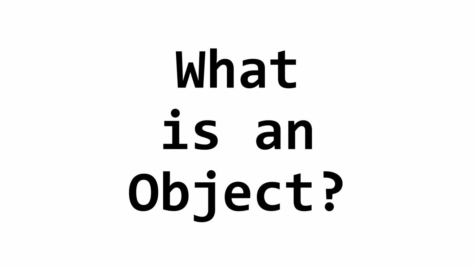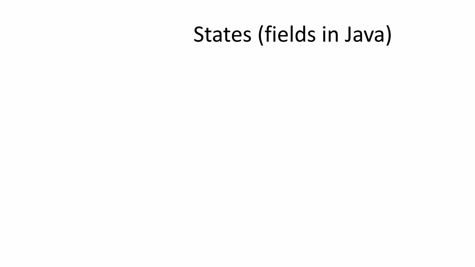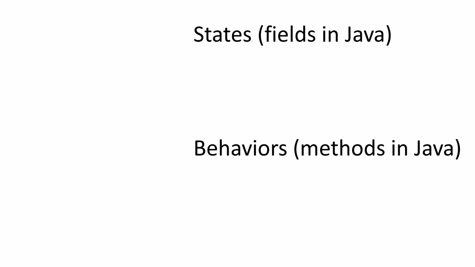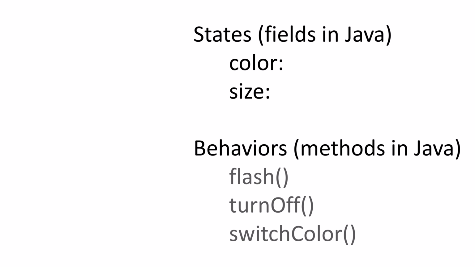In object-oriented programming languages, like Java, objects have two types of characteristics. First, they have states, which in Java we represent with field variables. Second, they have behaviors that in Java we represent with methods. Imagine a light bulb object. Two states might be color and size. Three behaviors might be flash, turn off, and switch color.